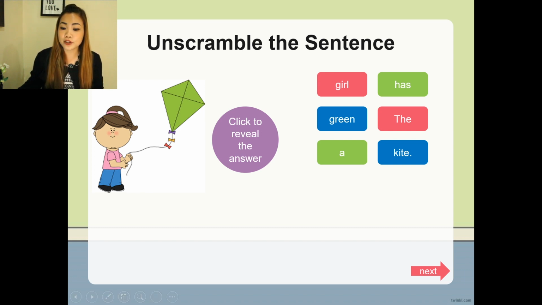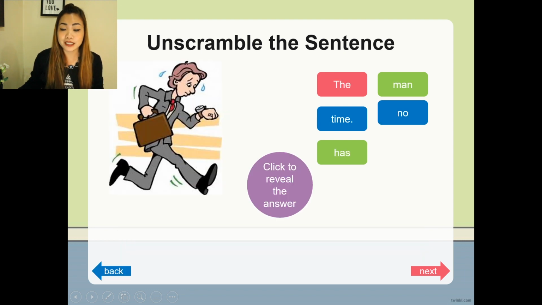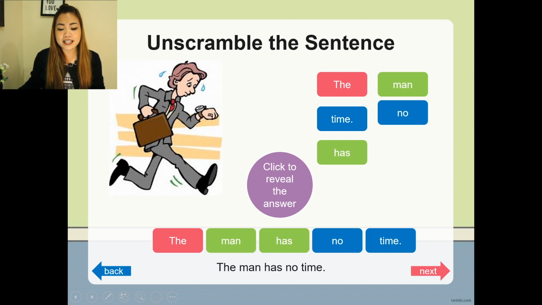Okay? The girl has a green kite. Good job. The girl has a green kite. Perfect. What's next? Who's this in the picture? The man has no, what's the last word? Time. Perfect. The man has no time.